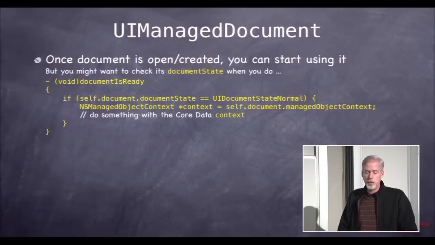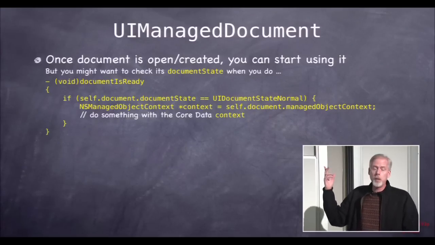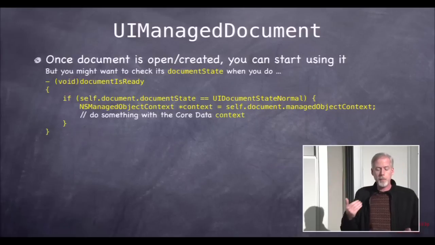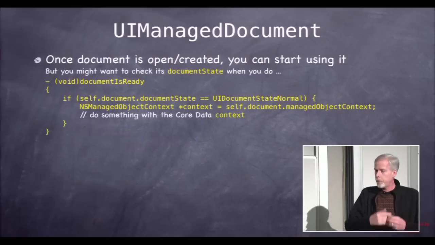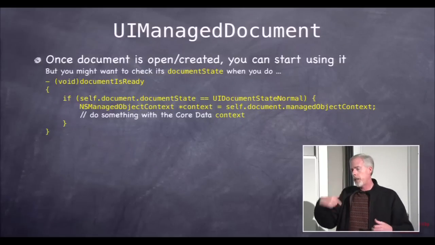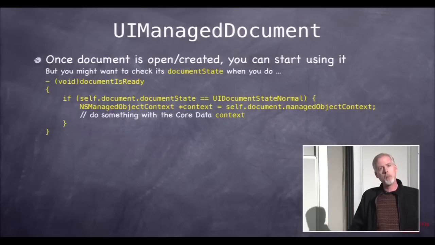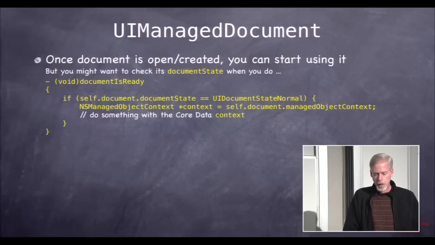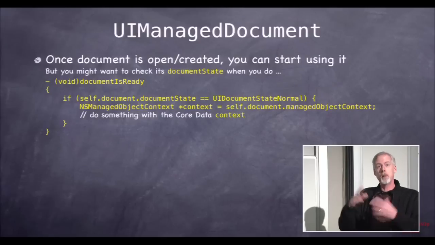But still, it's good to check it there. And then notice what I'm doing is, if my document state is normal, I'm getting the document context, and then I'm going to go do all my core data stuff. Create objects, query, get some out of the database, set their attributes, blah, blah, blah. Okay? I probably won't do it all right there in this method, but I can get started doing that now.